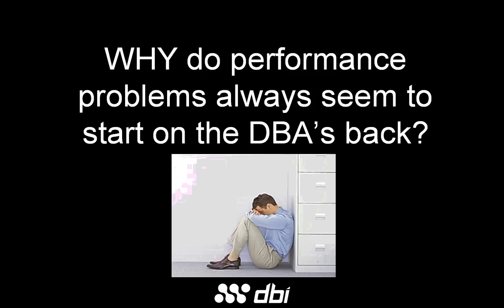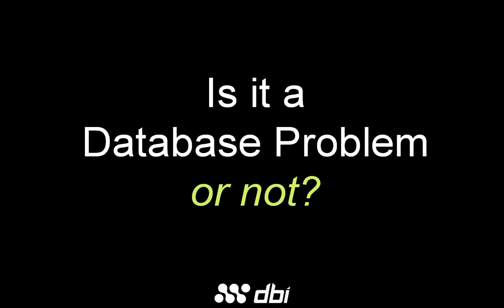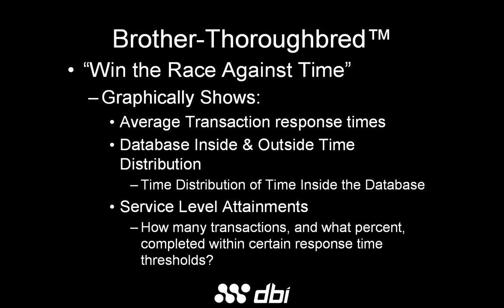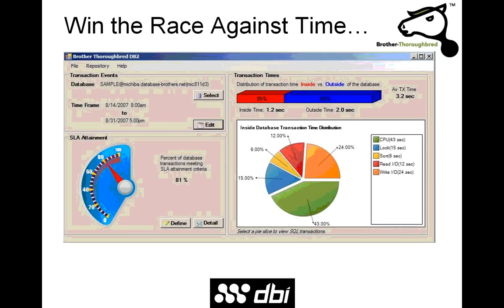Why do performance problems always seem to start on the DBA's back? Is it a database problem or not? How do you know? How can you prove it, or more importantly, prove it is not the DBA's problem? Brother Thoroughbred is helping organizations around the globe win the race against time by graphically showing average transaction response times, database inside and outside time distribution, and the distribution of time inside the database. Brother Thoroughbred also shows service level attainments. How many transactions and what percent are completed within certain response time thresholds.